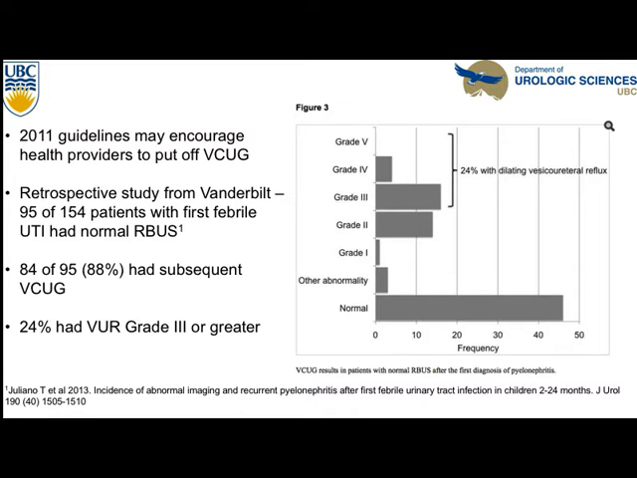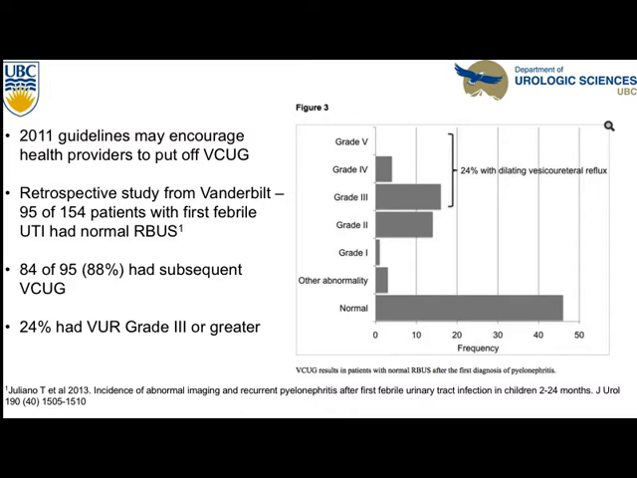So it was no surprise then that when they published guidelines in 2011 saying that we should do an ultrasound first before VCUG, that this caused some discontent and debates between healthcare providers, including some urologists, especially in the States. Some feel that performing an ultrasound first may encourage pediatricians and other primary care providers to put off the VCUG, especially if they have a normal ultrasound.